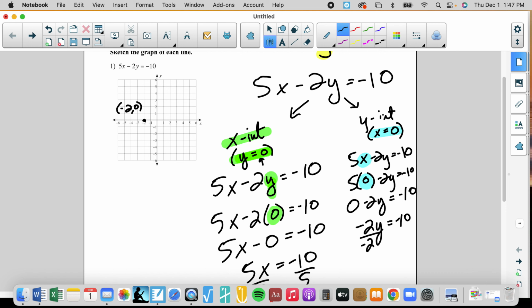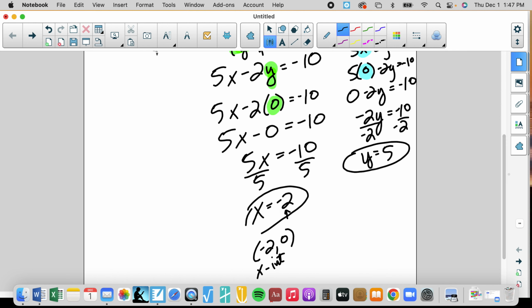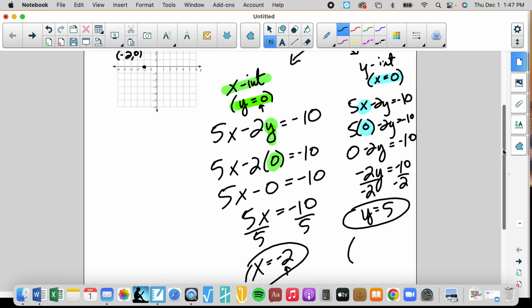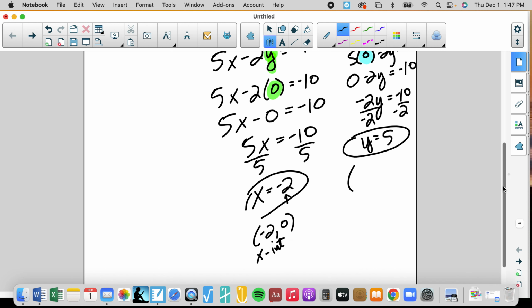We're going to divide by -2. And we get y equals 5. And that's going to be our y-intercept. What did we plug in for x? We plugged in 0 for x. When we plugged in 0 for x, we got 5 for y. So that coordinate would be 0 for x, 5 for y. And that would be considered our y-intercept.